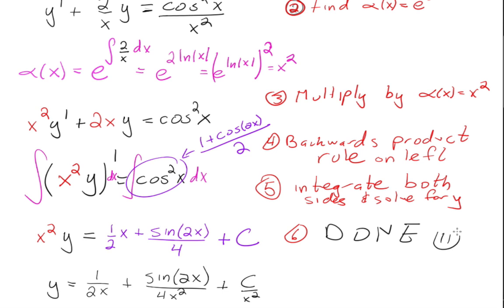How come it's not minus sine? Because it's the antiderivative of cosine, so the derivative of sine is positive cosine.